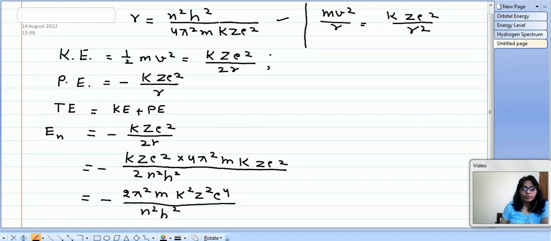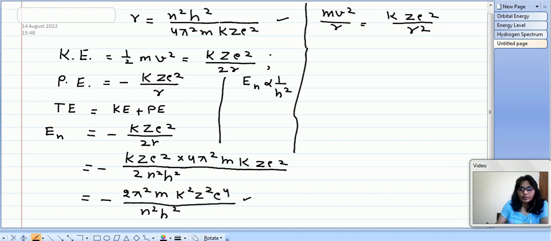So what we see from this term is that En is proportional to 1 upon n square. As we go to the upper side of the energy levels, the energy difference will decrease. So using this value, now we can write the frequency corresponding to any radiation.